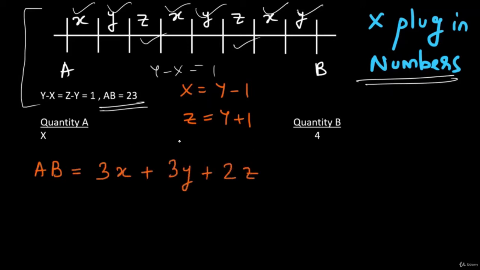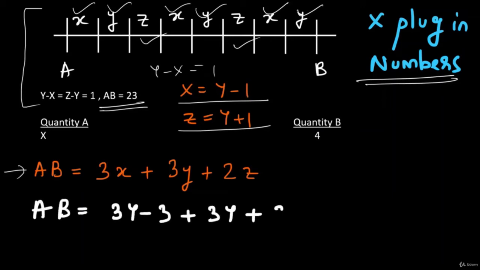Alright. Now let me substitute X as Y minus 1 and Z as Y plus 1 into this equation over here. So AB is equal to 3 into Y minus 1, that is 3Y minus 3, plus 3Y plus 2 into Y plus 1, which is 2Y plus 2. Alright, so over here I have 3Y, again 3Y and 2Y. So this simplifies to 8Y minus 1. Minus 3 plus 2 is minus 1. So over here this is 8Y minus 1.